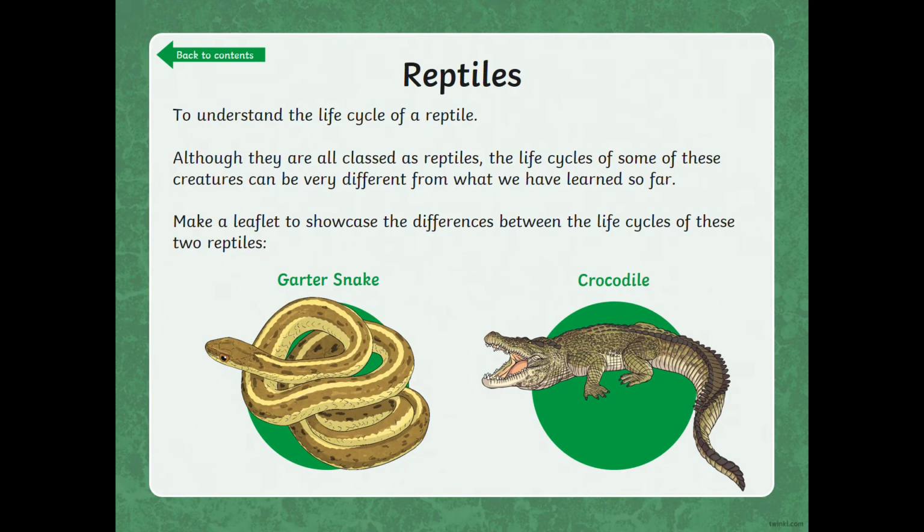And to understand the life cycle of a reptile then, although they are all classed as reptiles, the life cycles of some of these creatures can be very different from what we have learnt so far. So we've got the garter snake and the crocodile. So perhaps you can figure out why their life cycles are slightly different to each other. Maybe that's something you can research in your own time.